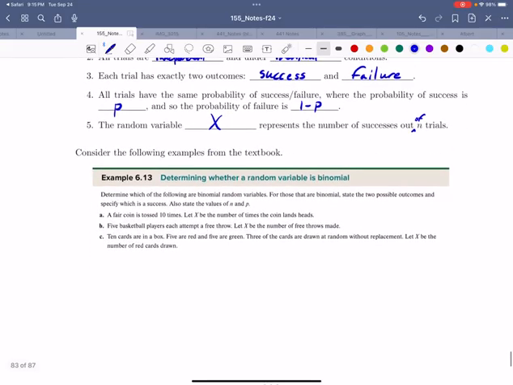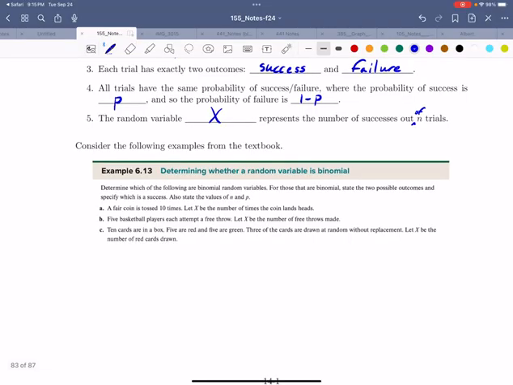Okay. Now, let's just consider the following examples from the textbook. I just ripped this right from the reading, which I hope you're doing. Now, it says, determine whether each of the following are binomial random variables, right? And if it is a binomial, then find its n and p, right? So let's see, a fair coin is tossed 10 times. X is the number of times the coin lands heads or tails. Now, we know, okay, n is going to equal 10, right? It's a fixed number of trials, so that's a good sign.